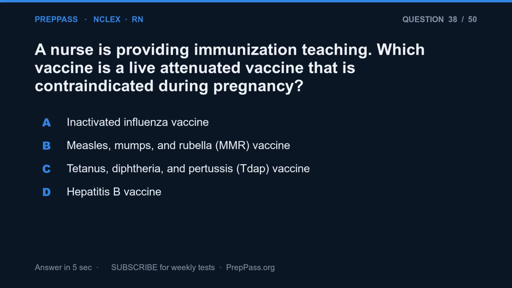Question 38. A nurse is providing immunization teaching. Which vaccine is a live attenuated vaccine that is contraindicated during pregnancy? A. Inactivated influenza vaccine. B. Measles, mumps, and rubella, MMR, vaccine. C. Tetanus, diphtheria, and pertussis, Tdap, vaccine. D. Hepatitis B vaccine.